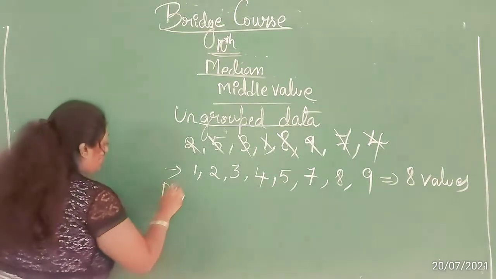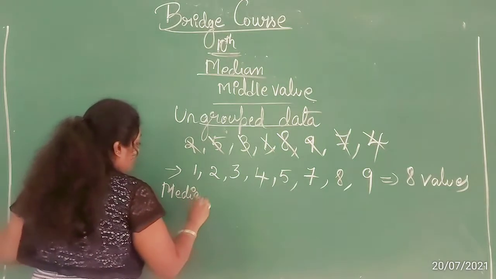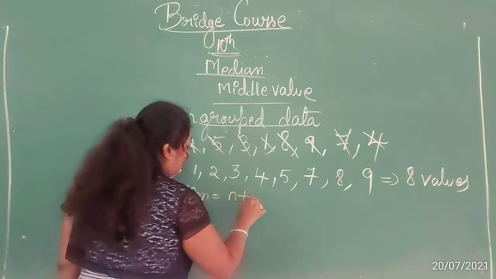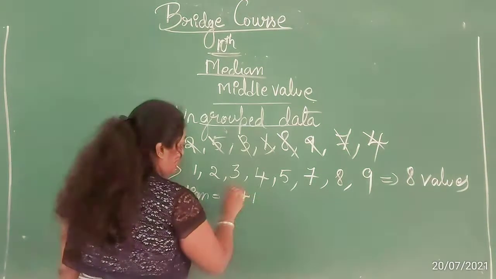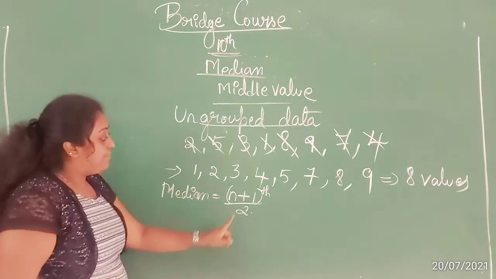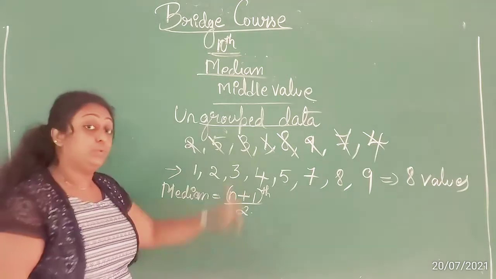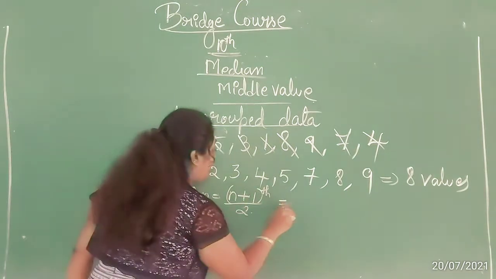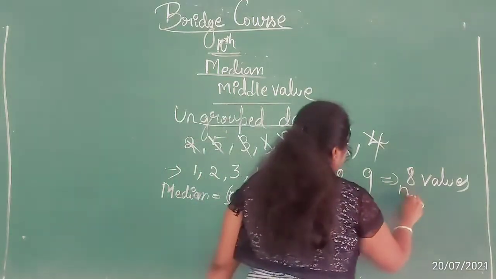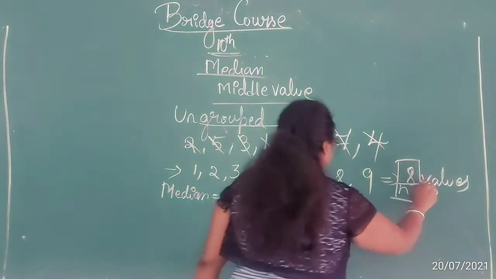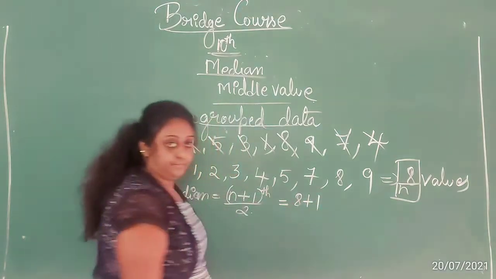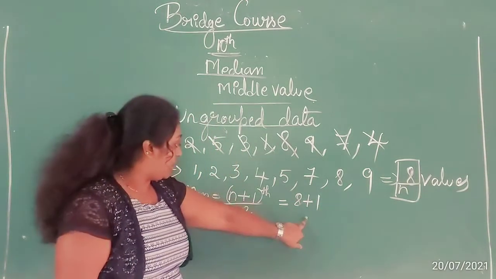Okay. Now for ungrouped data we have a formula for median. What is it? Median is equal to the (n plus 1) divided by 2 term. This one. (N plus 1) divided by 2 term. Now what is n, children? N is your 8 numbers. This is your n. So 8 plus 1. 8 plus 1 is how much? 9.